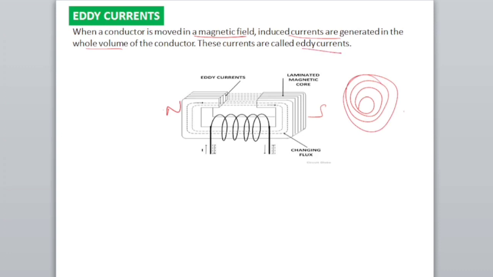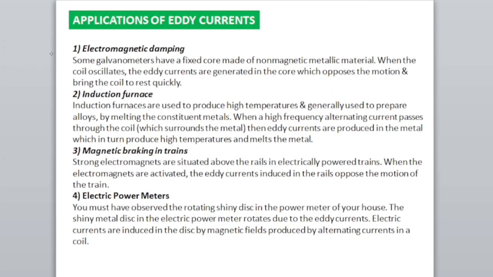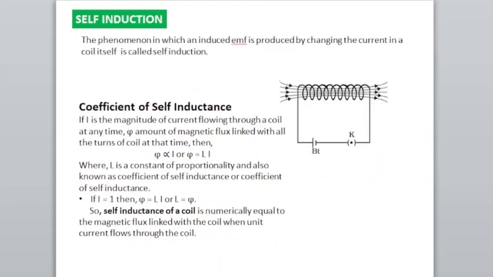There are different applications of these currents. You must revise these things right now. Just remember the different applications of eddy current. The first one is electromagnetic damping, second is the induction furnace, third is magnetic braking in trains, then electric motors and power meters. All these are different places where eddy current applications are used, right?